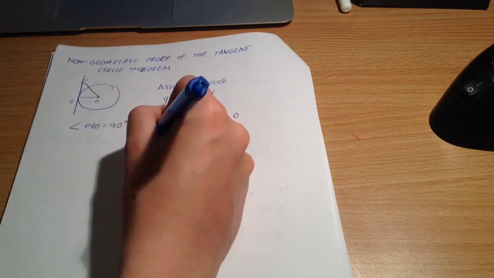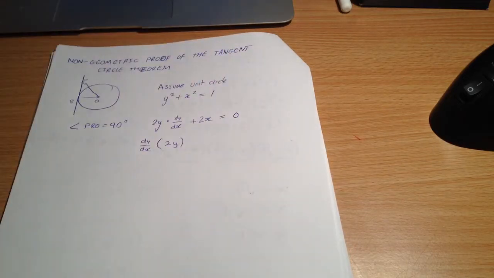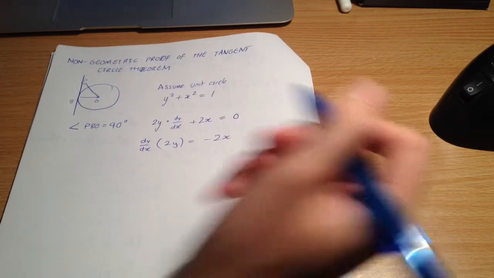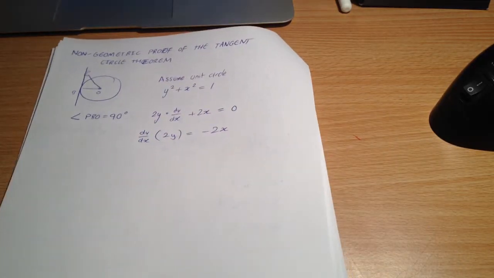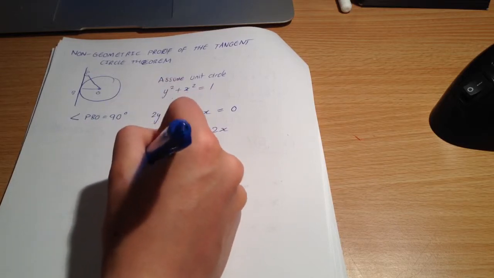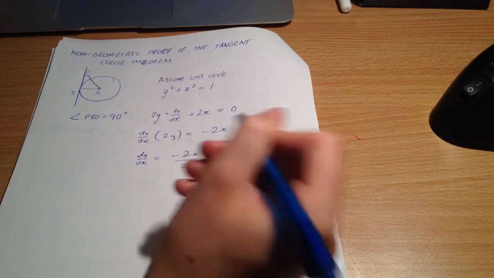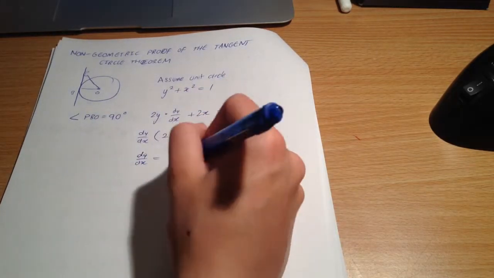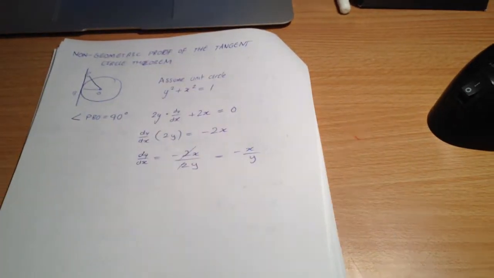What we do is we bring dy/dx and put 2y in brackets to separate them, and we move the 2x to the other side of the equation, and in the process it becomes negative 2x. Now we move the 2y into the denominator on the other side, so we get dy/dx equals negative 2x on 2y. Of course we can cancel that down, and we get negative x on y as the dy/dx.